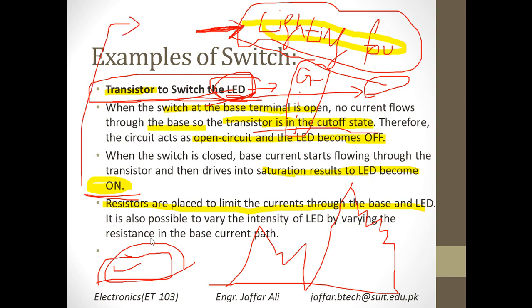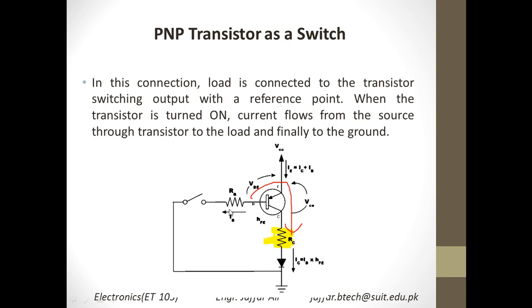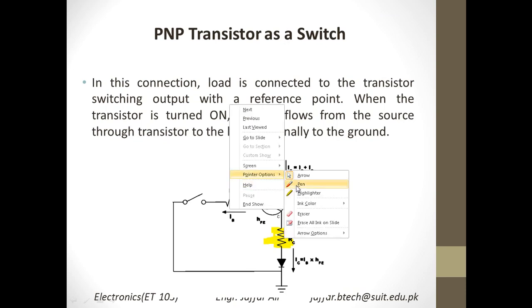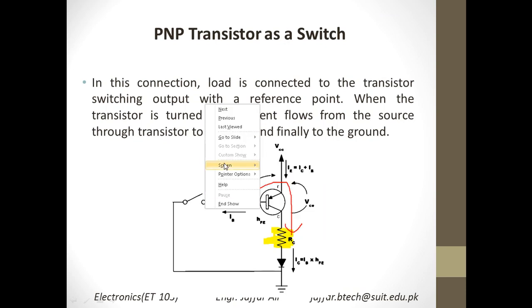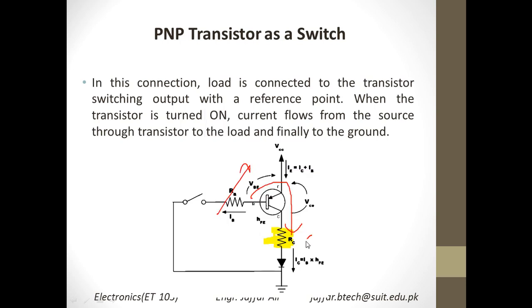So it is also possible to vary the intensity of the LED by varying the resistance. You see that if you increase the RV value to a very high level, this becomes off. If you decrease the value of RV so much, this becomes on.